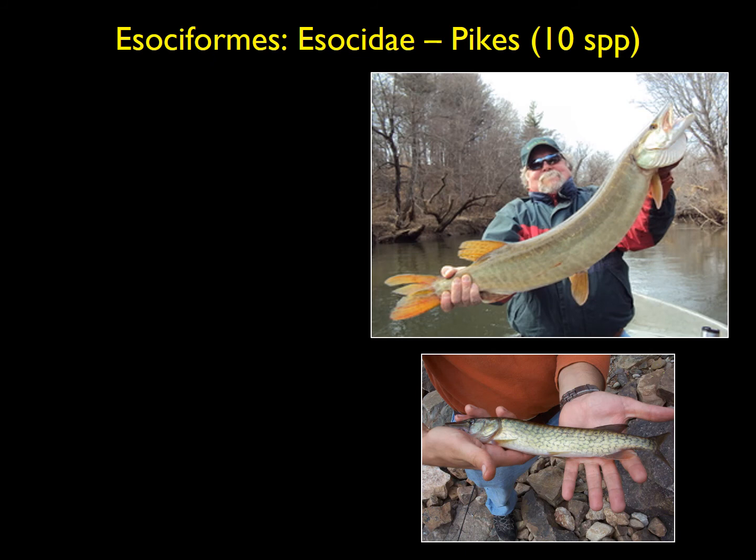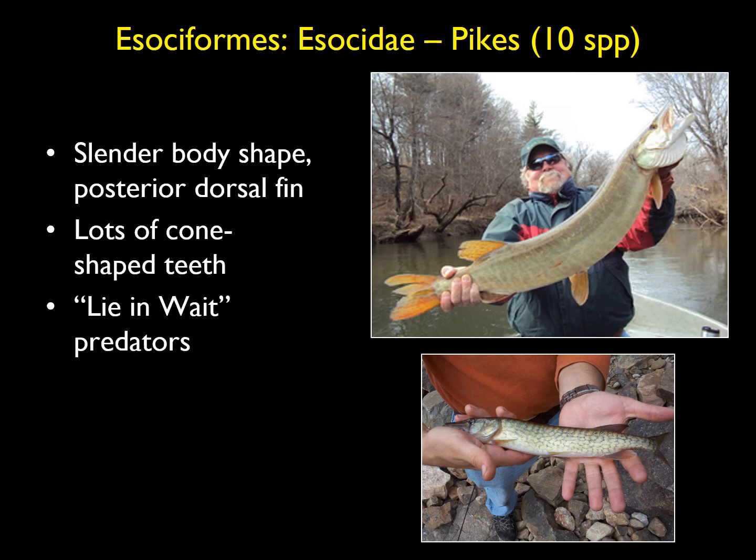Okay, Esociformes. These are the pikes. The fish on the upper right there is a muskellunge, the muskie. That's a fish taken from the French Broad River. It's the furthest south that muskies occur. There are about 10 species of these, not very speciose. They've got this characteristic slender body shape, kind of like a barracuda for those of y'all that know marine fishes, and a whole bunch of cone-shaped teeth.